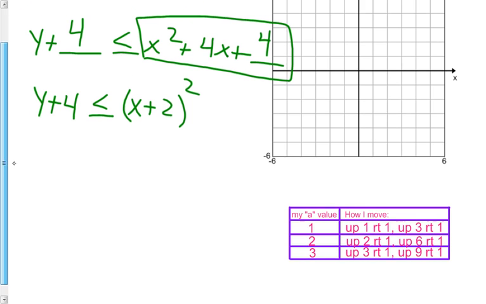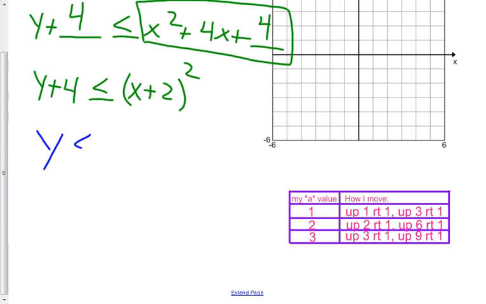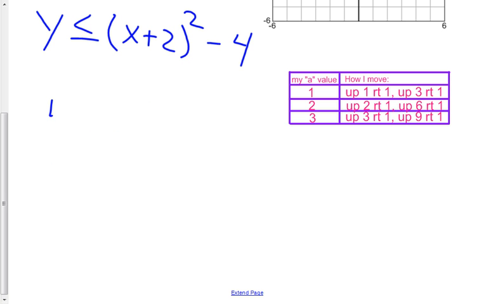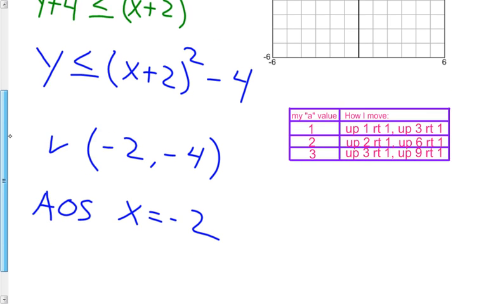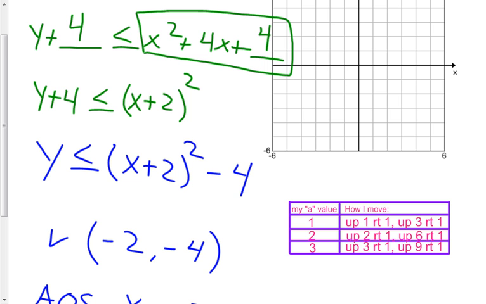And then I have to subtract 4 to put it into vertex form. So y is less than or equal to x plus 2 quantity squared, subtract 4 from that. So my vertex is at the point -2, -4 of h, k. And my axis of symmetry is x equals the x coordinate, which is x equals -2. So -2, -4. There's my vertex. Here's my axis of symmetry.